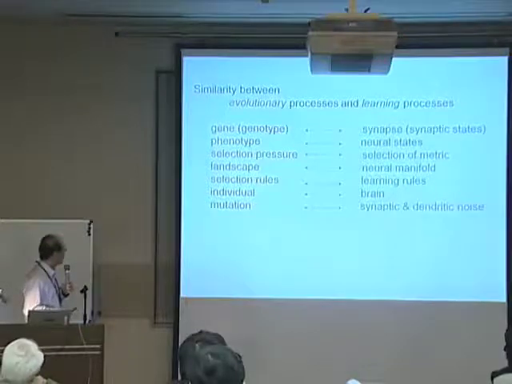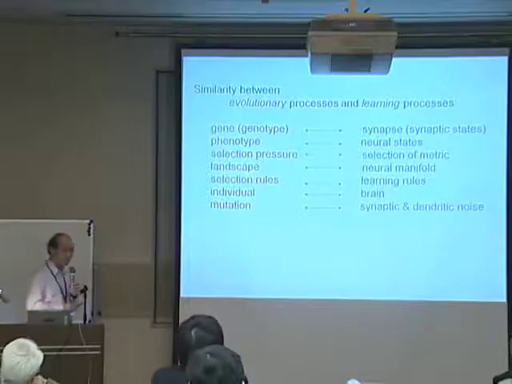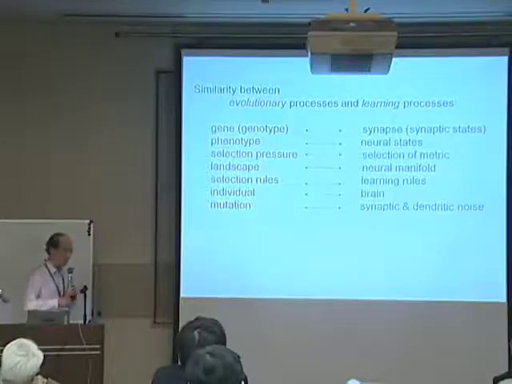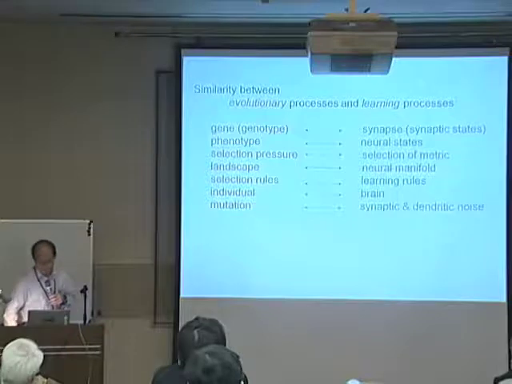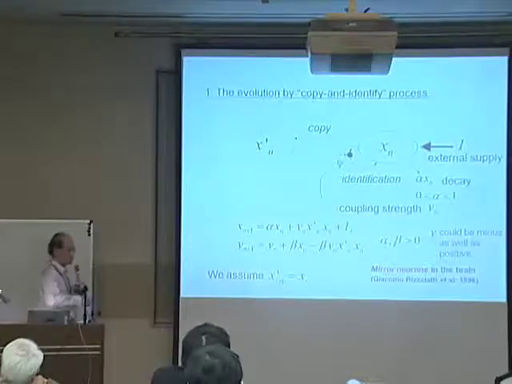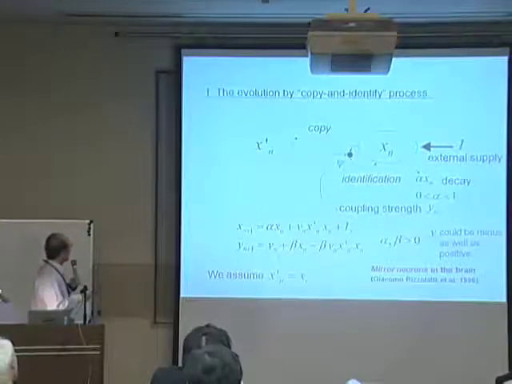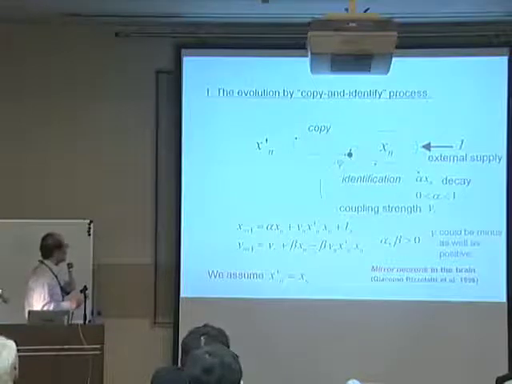The individual is selected, on the other hand, the brain is trained. The mutation corresponds to the synaptic and the nucleus, for instance. But this correspondence itself is problematic, but today I'd like to take this double standard in my talk. So I'll talk about two topics which may be related to each other, I hope. The first one is the evolution by copy and identify process.